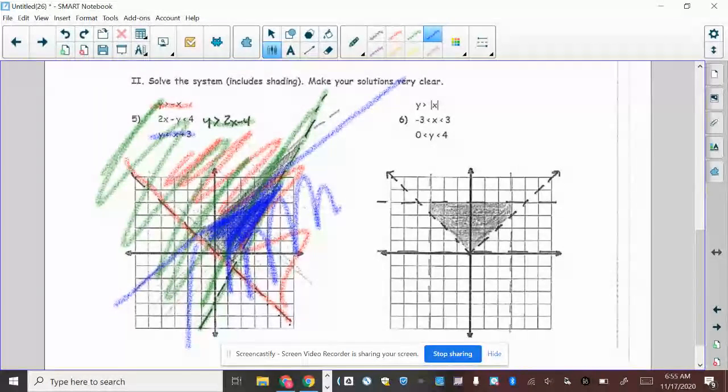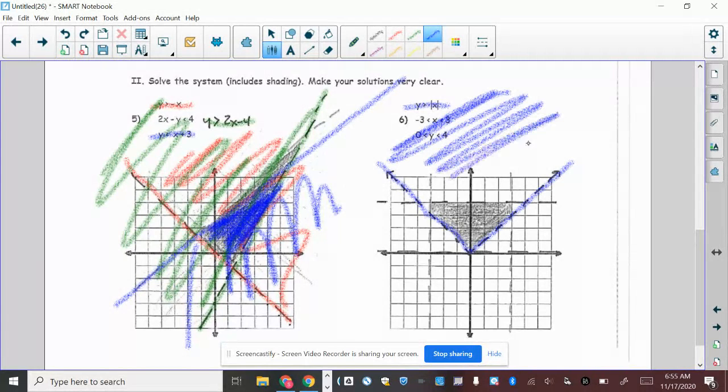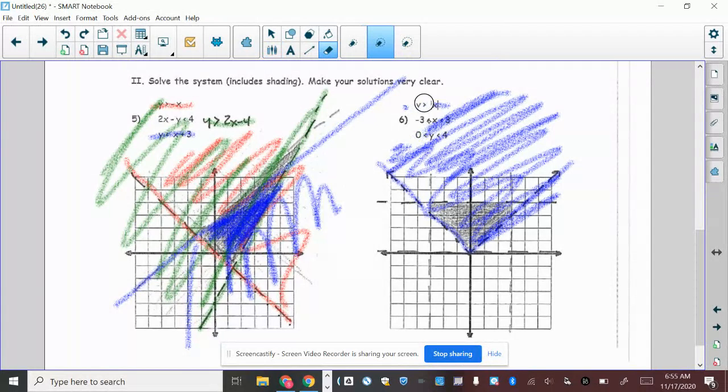I'll stick with blue here for number 6. Y is greater than the absolute value of x. That's your V. Okay. It's a dotted line. So all this is shaded in because it's greater than. Let me erase some of this right here. This part right here.